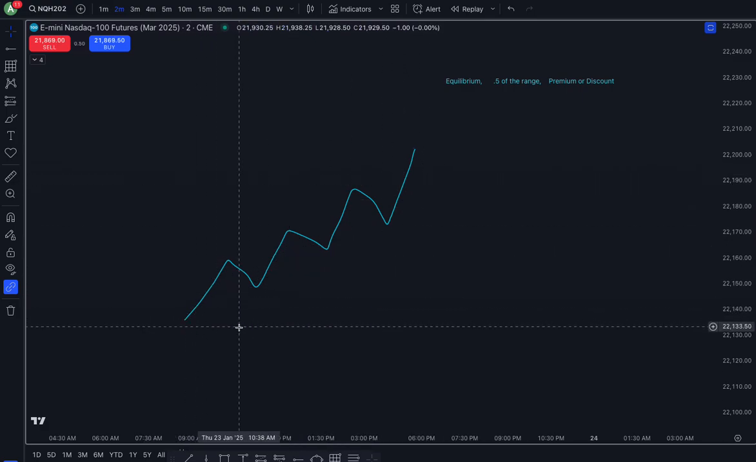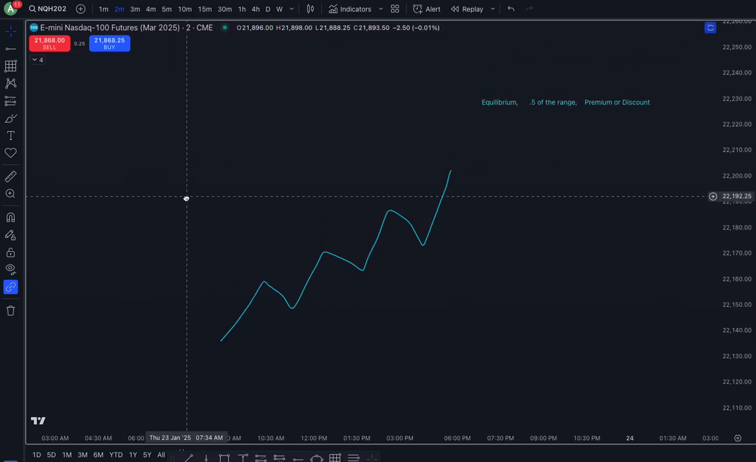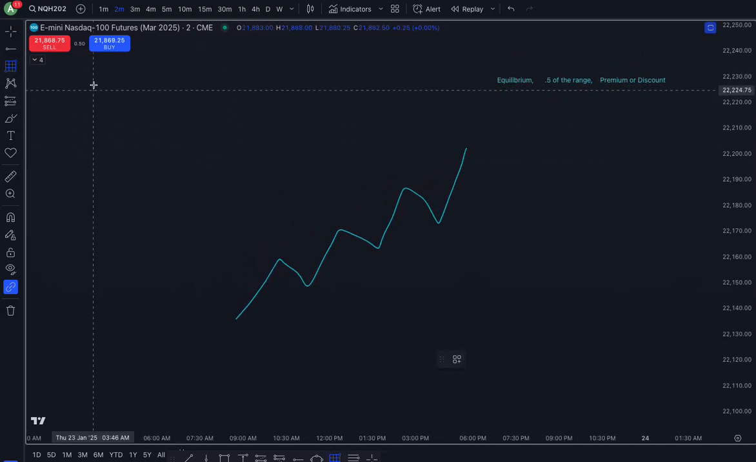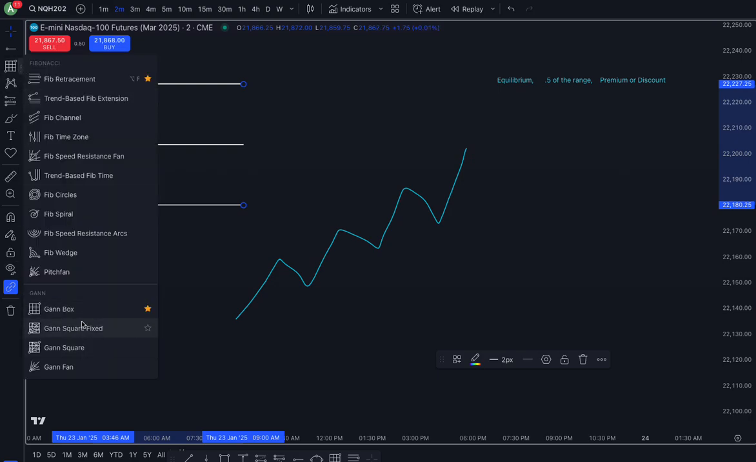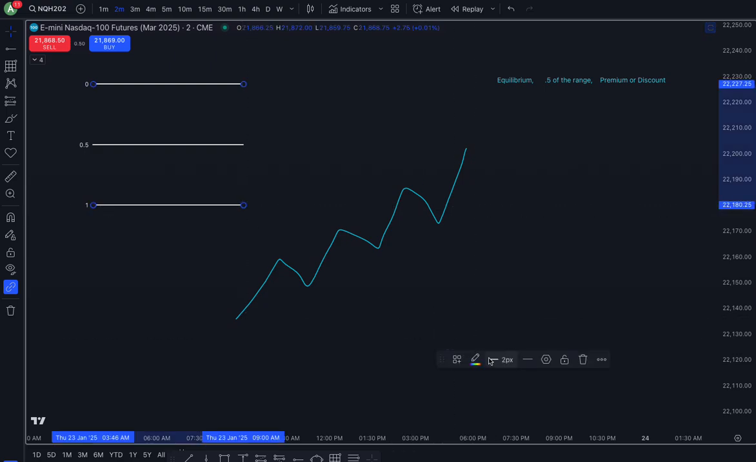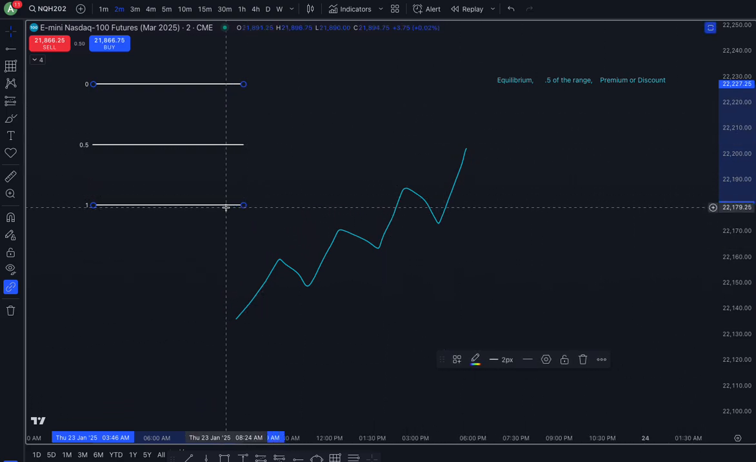So, this is a leg in price. This is an upward leg in price. How would you find the equilibrium of this? Well, what you would do is come over to this little handy dandy tool here. This is called a Gann box, but all I did was modify the settings on it. Here are my settings. If you want to copy them, be my guest. If not, that's okay too.